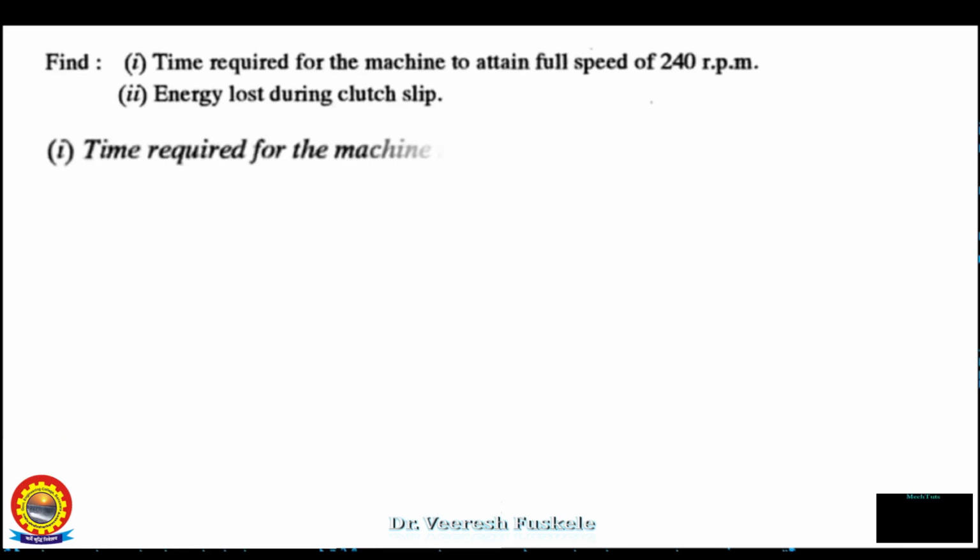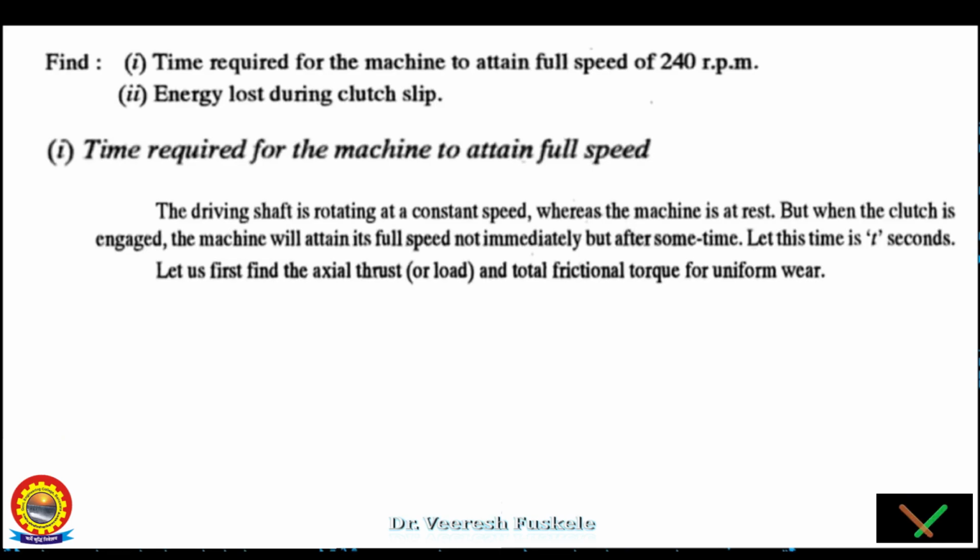So, the time required for the machine to attain the full speed. The driving shaft is rotating at a constant speed, whereas the machine is at rest for now. But when the clutch is engaged, the machine will attain the full speed not immediately but after some time, that means after some slip. So let us take this time as t seconds. That means the machine will attain the full speed after t seconds. First let us find the axial load, or the axial force, and the total frictional torque for uniform wear. From uniform wear we have P into R equal to constant, as we just discussed.